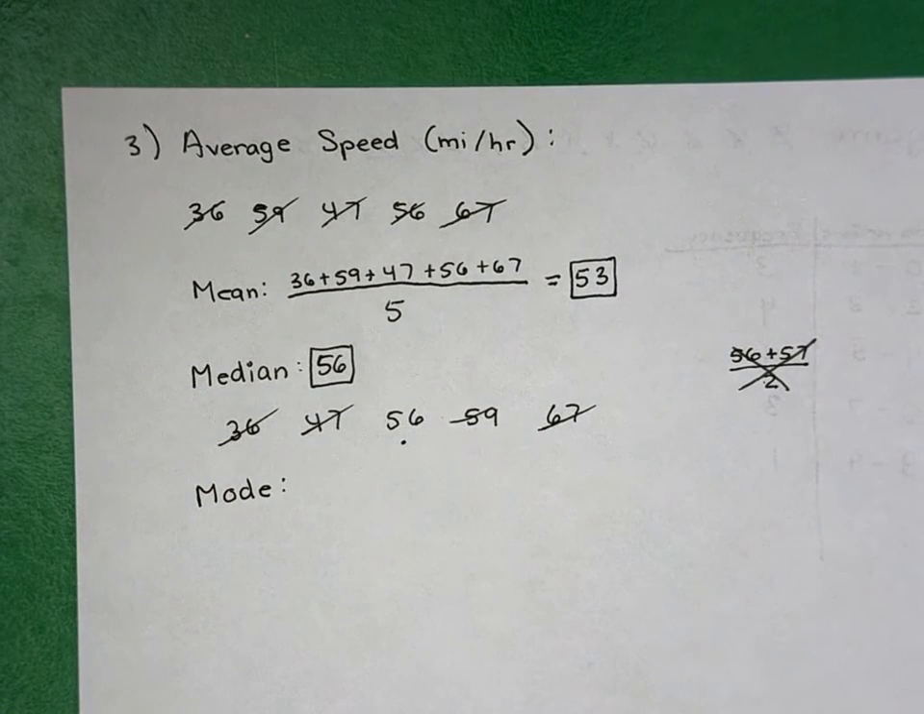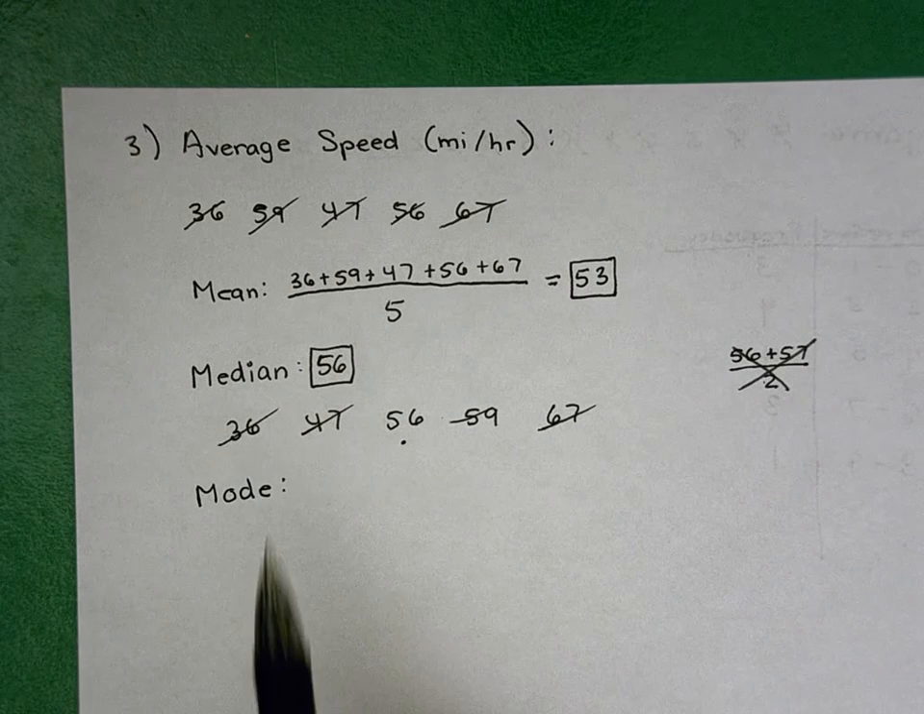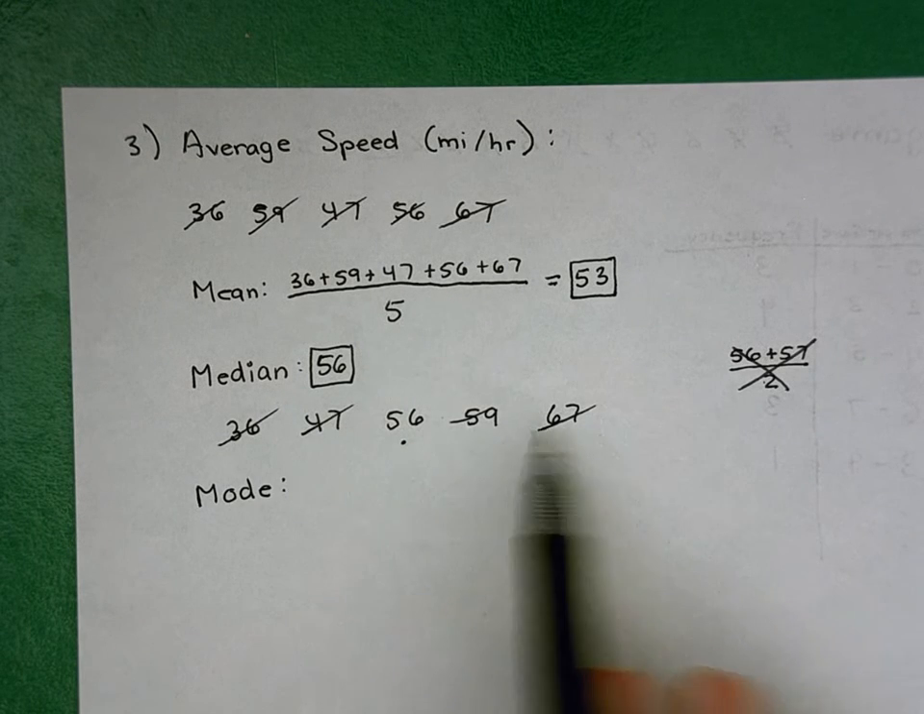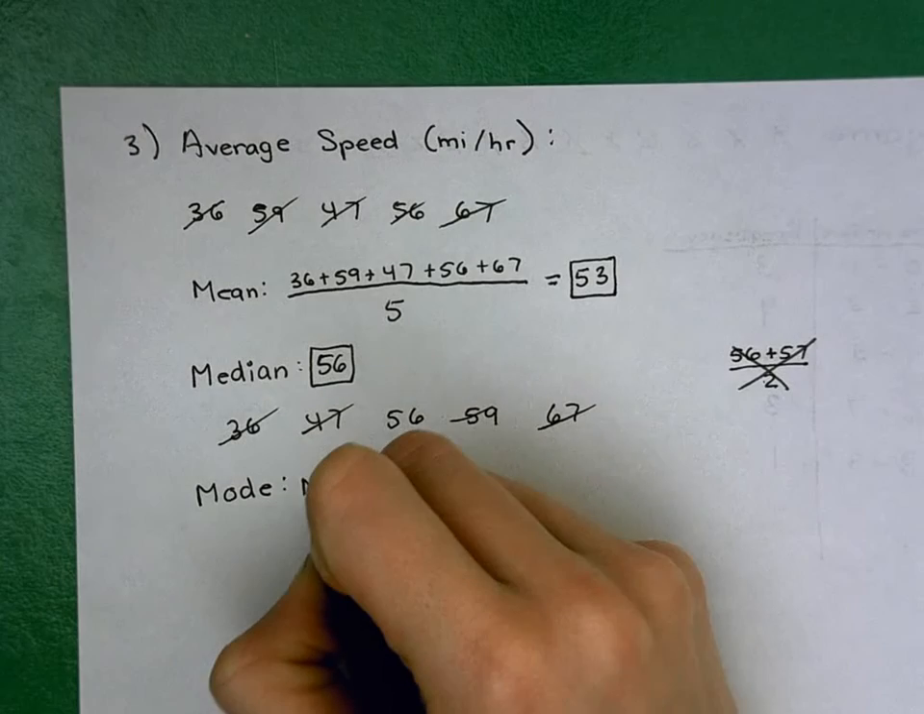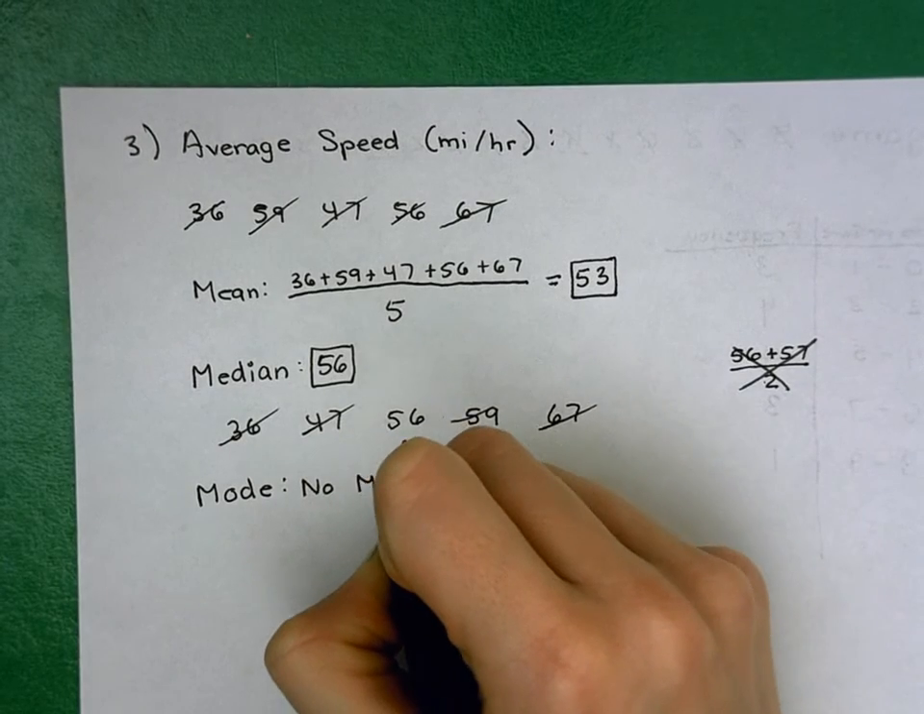Mode is what number happens most frequently. Right, so 36, 47, 56, 59, and 67, which one of those happens most? Well, none of them do. They all happen exactly one time. They are all equal. And so in this particular case, there is no mode.